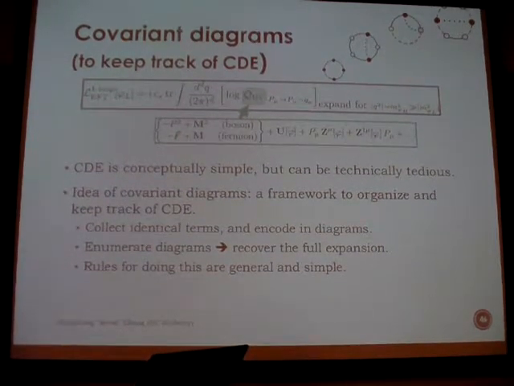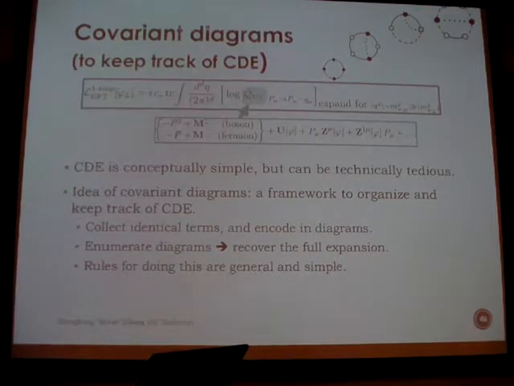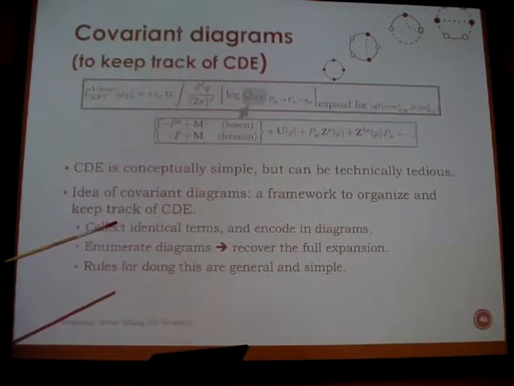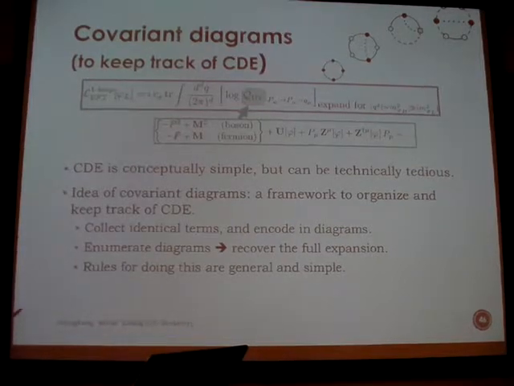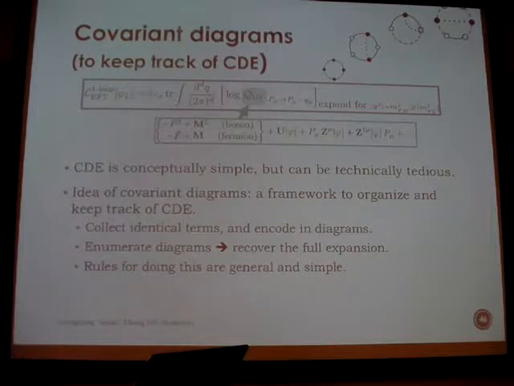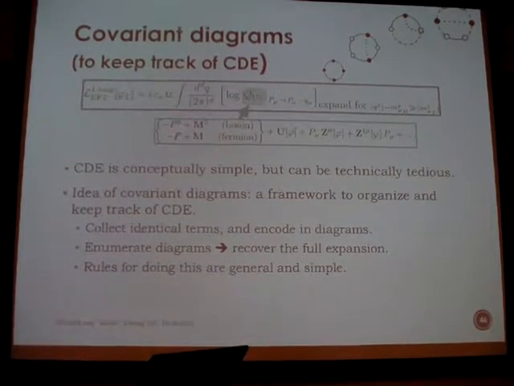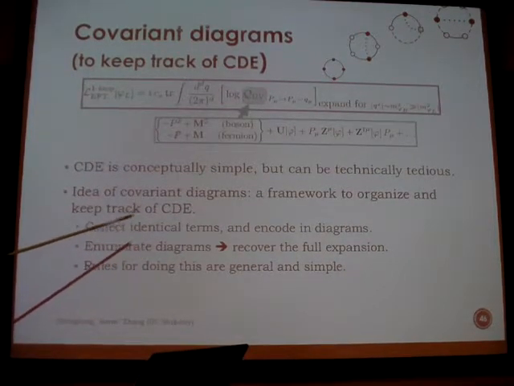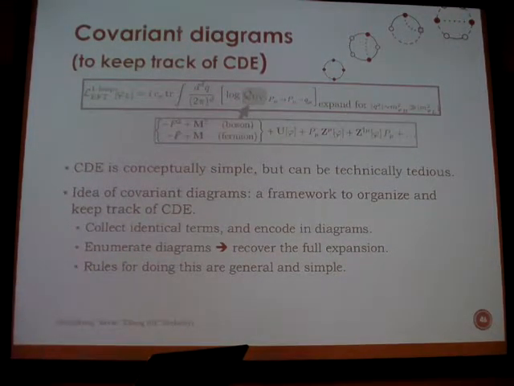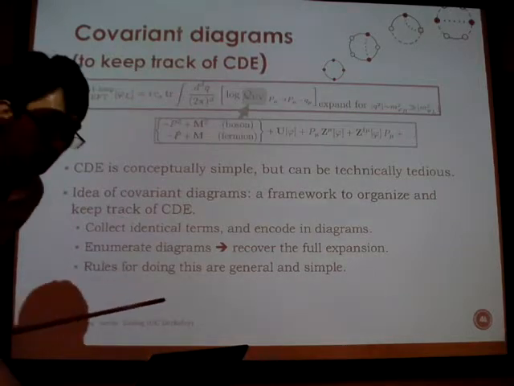So as I just described, the procedure for performing CDE is conceptually quite simple, but technically it can be quite tedious. So that's why I'd like to use a diagrammatic framework to keep track of this calculation. The idea is that if we can collect identical terms in this expansion and encode them in diagrams, then by enumerating the diagrams, we can recover the full expansion, just the way we use Feynman diagrams. And in fact, the rules for doing so can be generally derived, and they turn out to be quite simple.